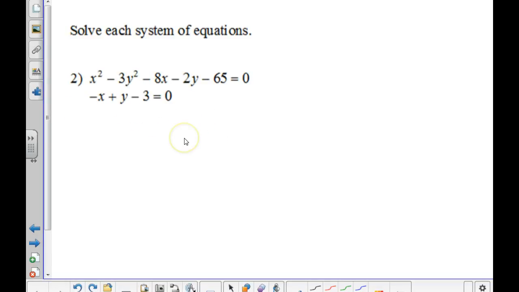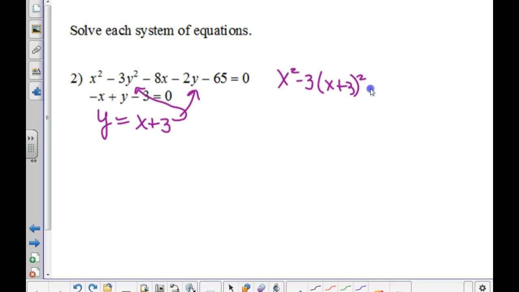Or we could just use Desmos. Okay, Desmos. Let's get this in y equals form: y equals x plus 3. Okay, so we're gonna plug it in here and here. Can you guys work on that? Be careful, you're distributing a negative on both of these.